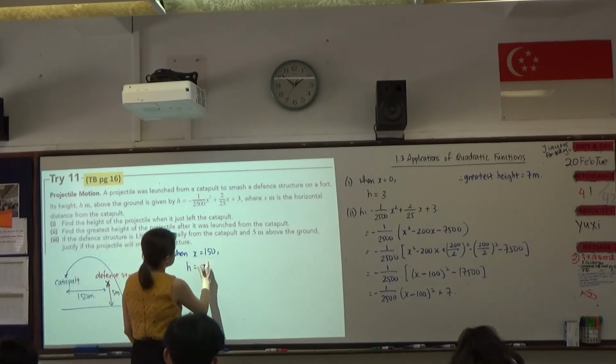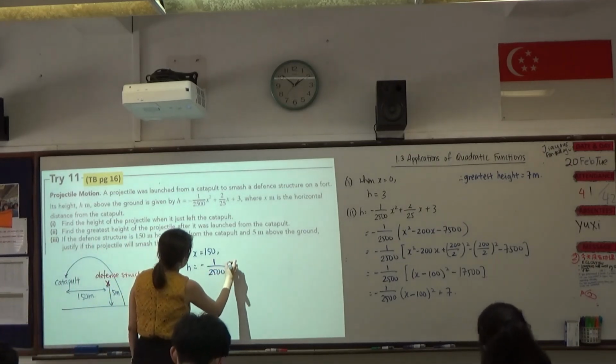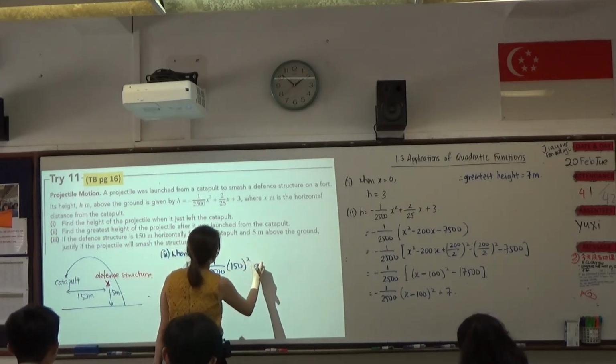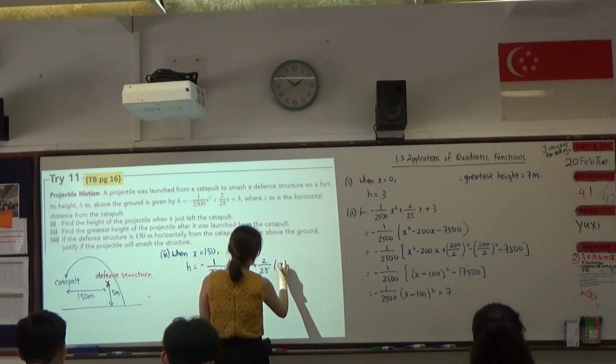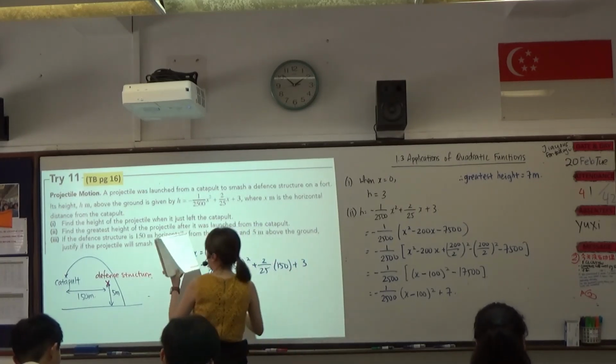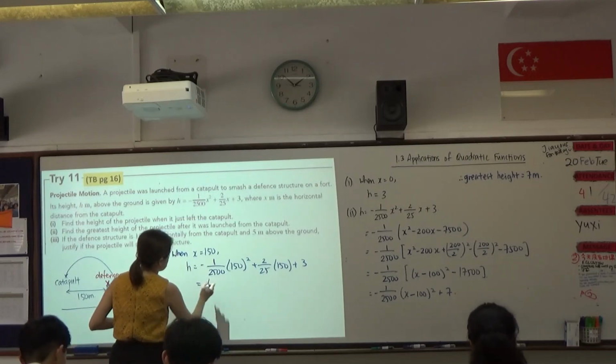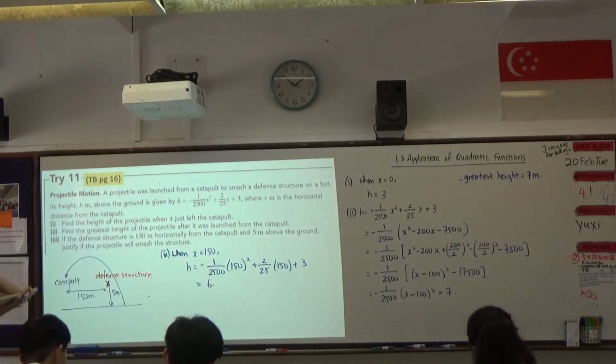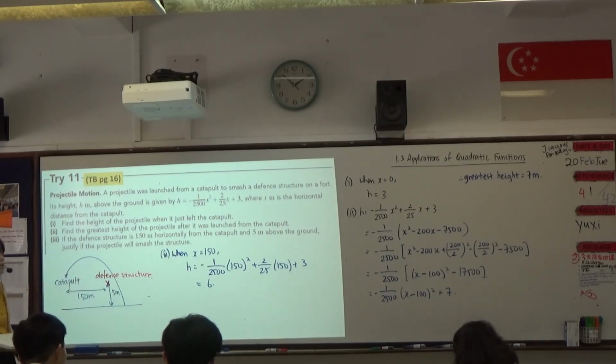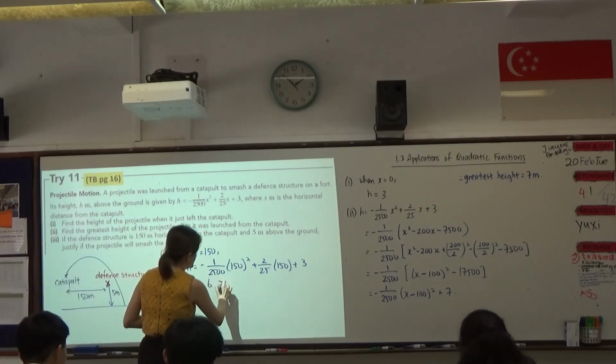Okay, so substituting it into the function, we see that it is equal to 6 meters. And 6 meters is above the 5 meters, so away from the defense structure. So therefore it is not possible.